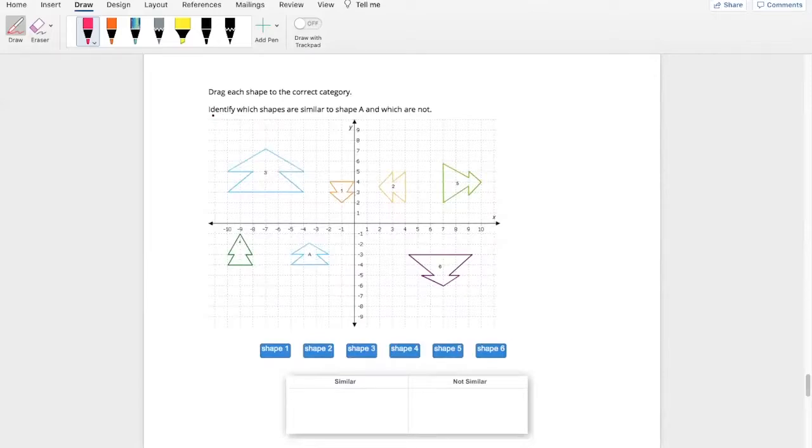And a few more here. Identify which shapes are similar to shape A and which ones are not. So here's our shape A. Again, kind of observe some things like this bottom part here is 3. It's about 2 units tall. So we can try to go and see if there's any that are identical, maybe. Like this shape up here, it looks pretty close.